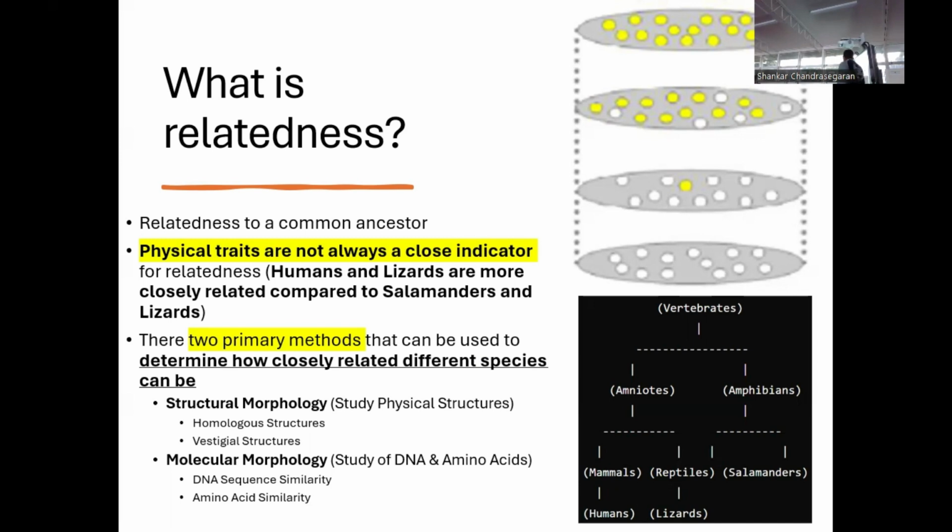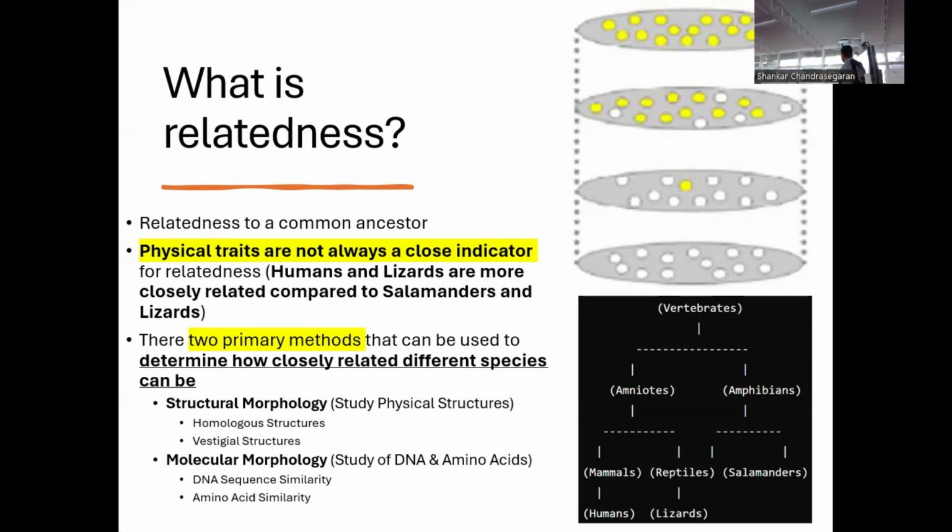Then from that divergence gave rise to mammals and reptiles, and then only humans and lizards. So if we actually were comparing the relatedness of humans, lizards, and salamanders, you would say that humans and lizards are more closely related, because the divergence between those two different branches happened recently compared to the divergence between the salamanders and the lizards, which happened much longer ago. So that's why we would say that humans and lizards are technically more closely related than lizards and salamanders.